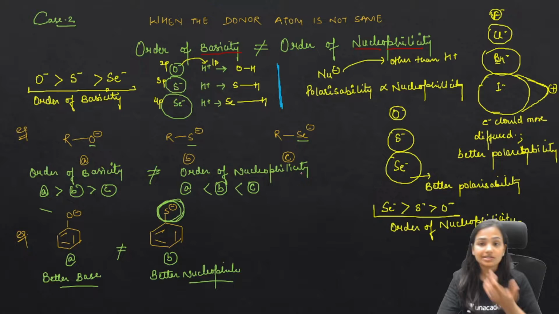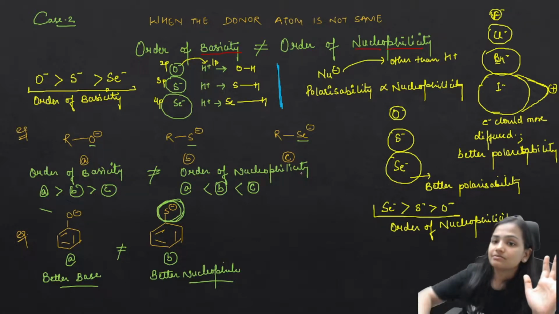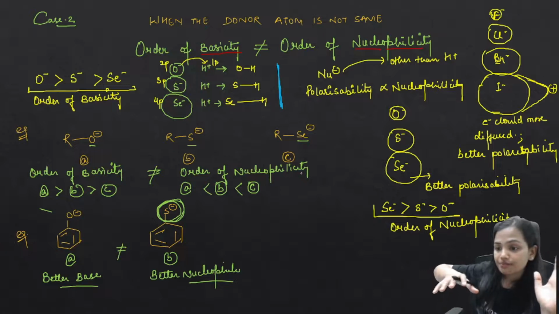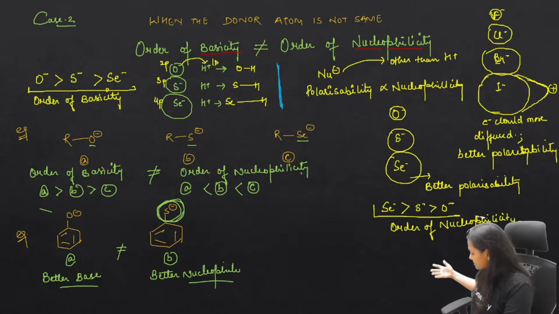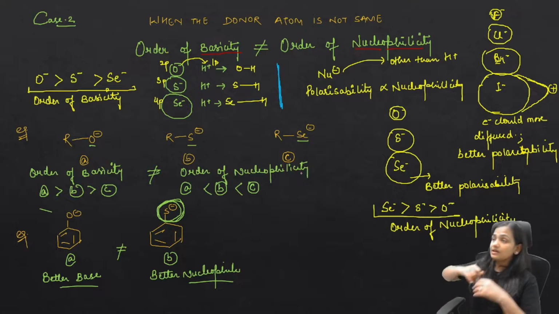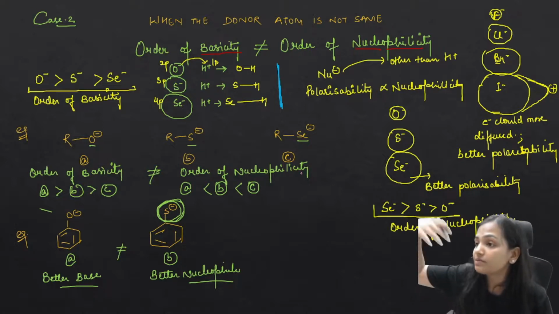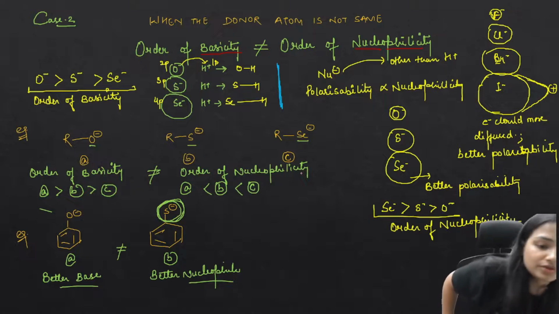So what you can do is focus on the nucleophilicity. My take is, look for nucleophilicity. Nucleophilicity means more polarizability. The bigger the size, the more loosely the electrons are held, and it will be able to give the electrons very easily. So more polarizability, more nucleophilicity.